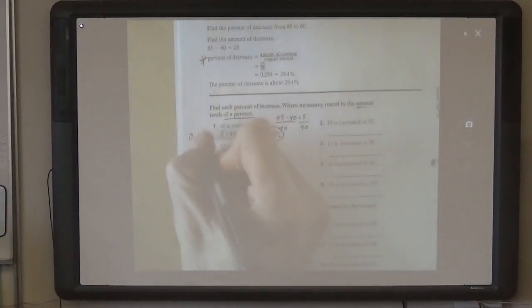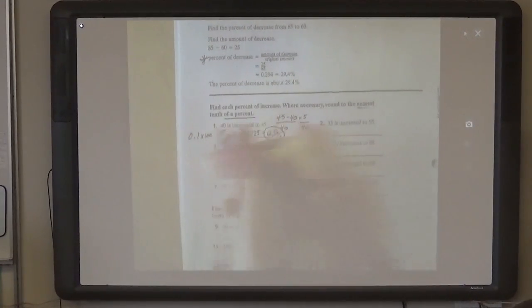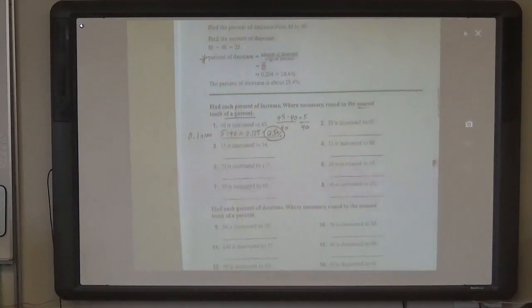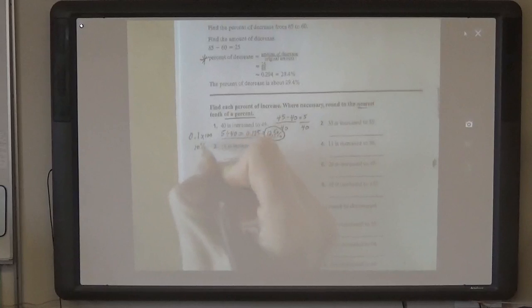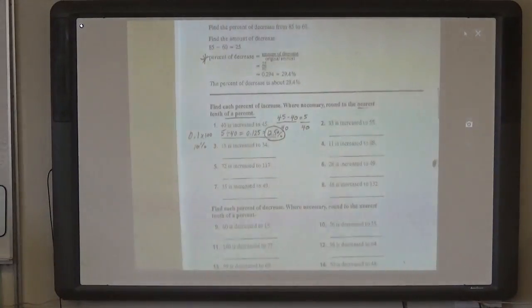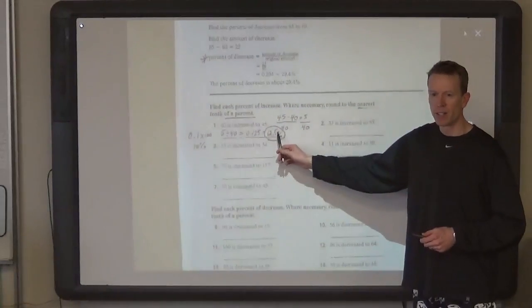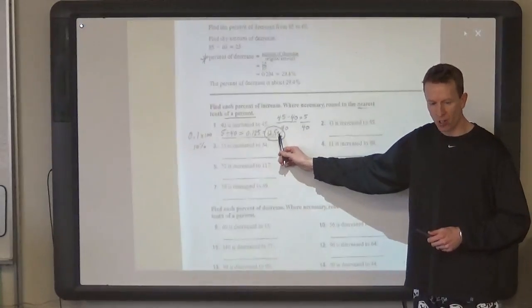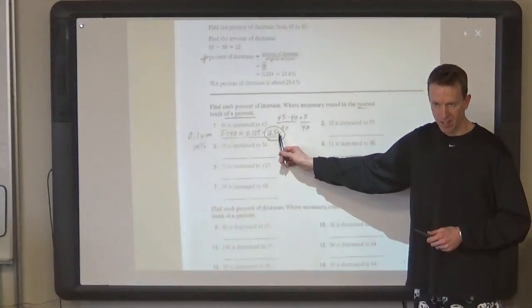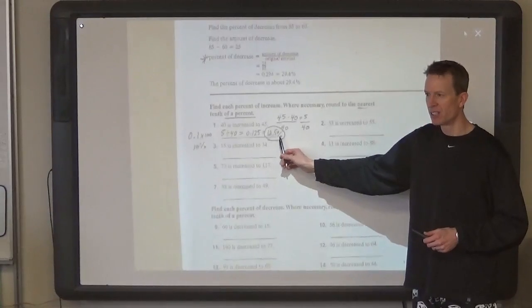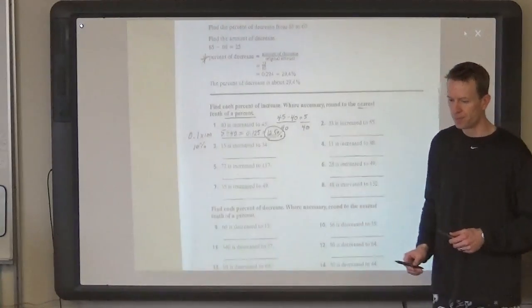So 0.1 times 100 is what? 10. 10%. Is the answer 10%? No, it's 12.5%. So make sure that you do what? Convert it to a percent first, and then round it to the nearest tenth. Okay?